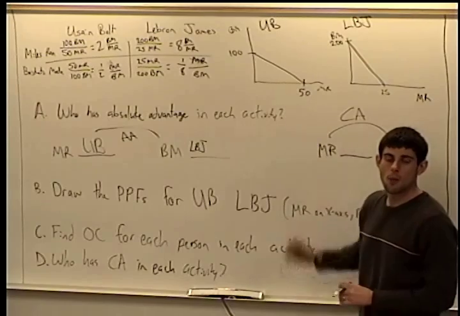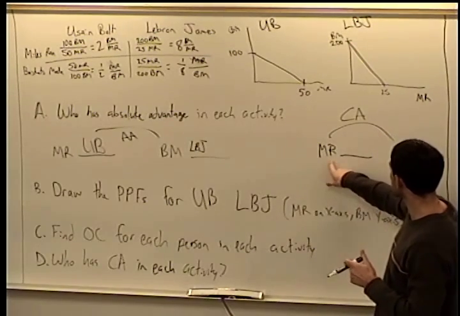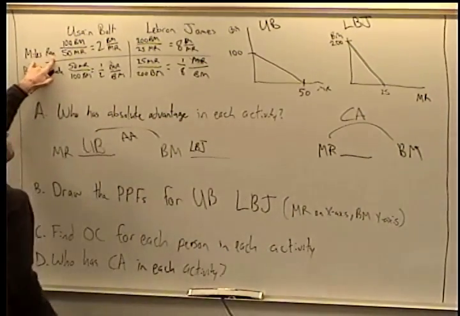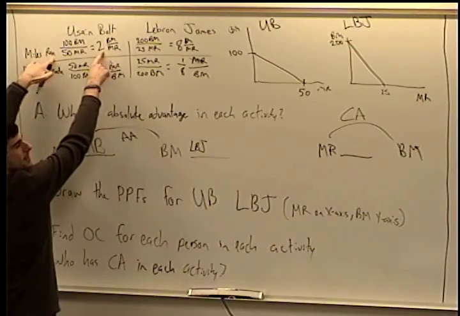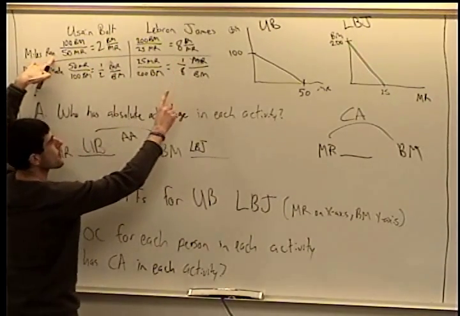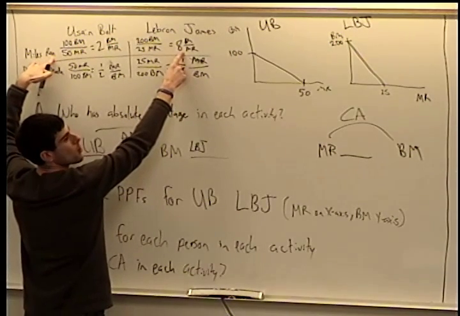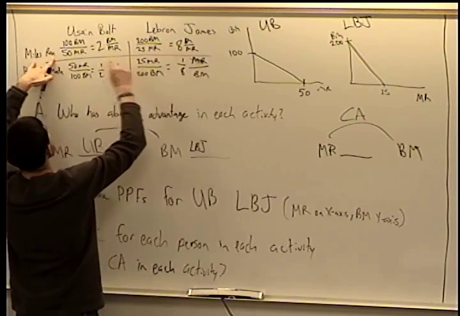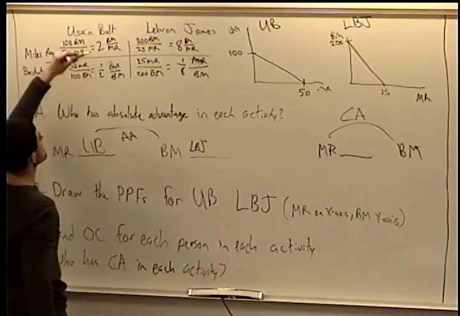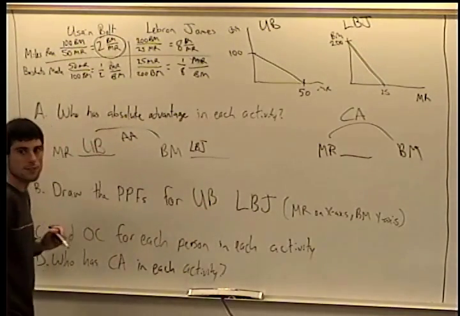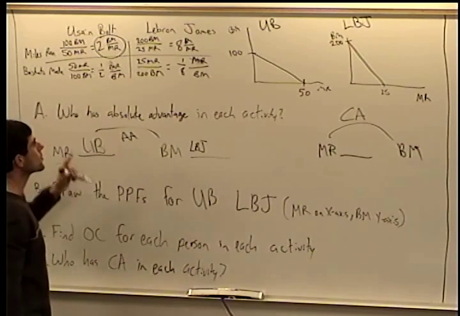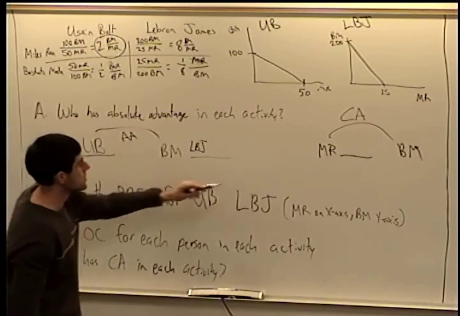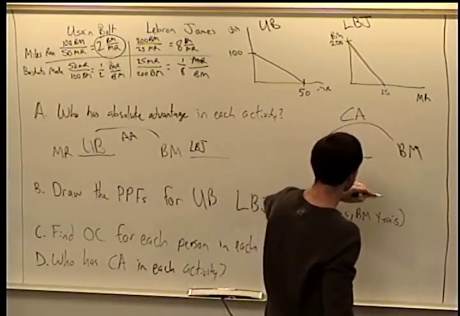So here we go back up to our opportunity cost structures, and we want to know who has the comparative advantage in running miles. Well, for Usain Bolt to run 1 mile, he has to give up 2 baskets. For LeBron James to run 1 mile, he has to give up 8 baskets. So it costs LeBron James a lot more to run miles than Usain Bolt. So Usain Bolt has to forfeit less relatively to run than LeBron James. So Usain Bolt has a comparative advantage in running miles. So this will be Usain Bolt.